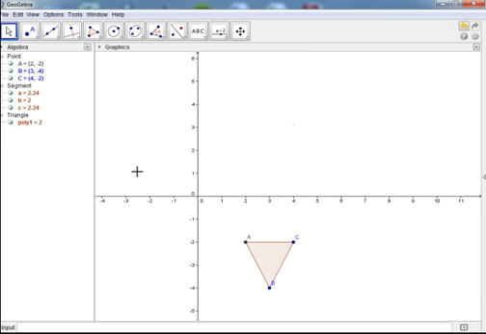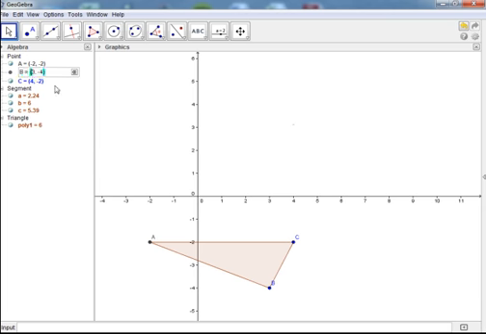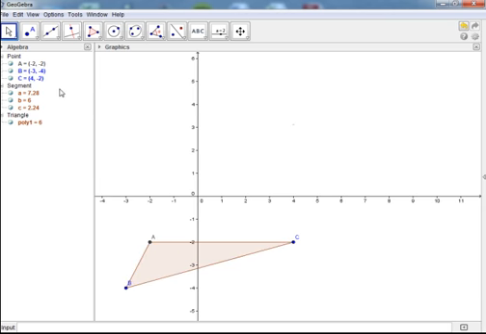So we can reflect this over here, and we can change the signs in here. So we can make that x negative, and we can make this x negative, and we can make this x negative. Now notice again, I have my same size, same shape, so this is another isometry.